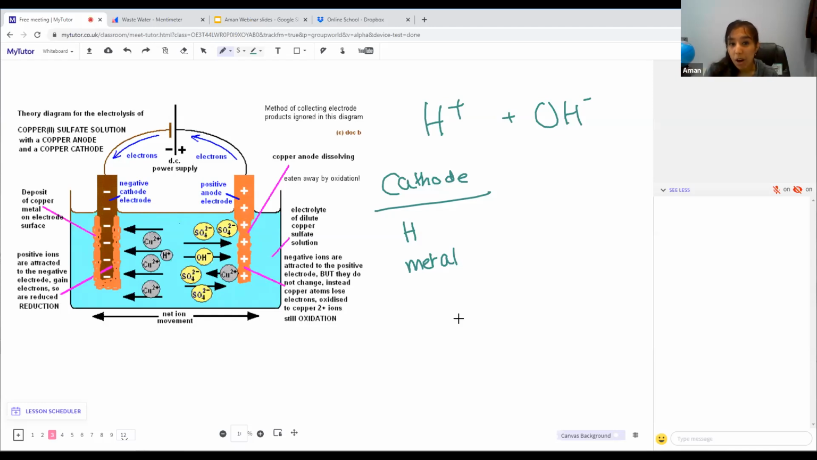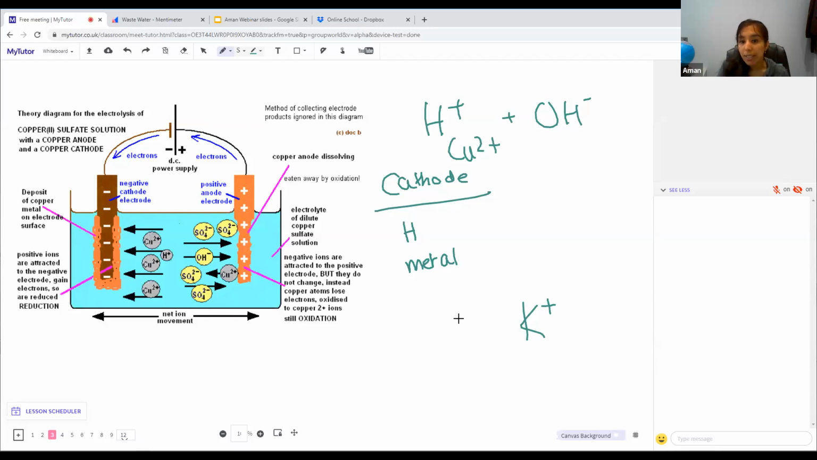So potassium is our highest metal in the reactivity series. It doesn't want to gain any electrons. It likes staying as a K+ ion. Whereas with a hydrogen ion and a copper ion, hydrogen is more reactive than copper. So actually, copper is more likely to want to gain electrons. So it's about its stability.